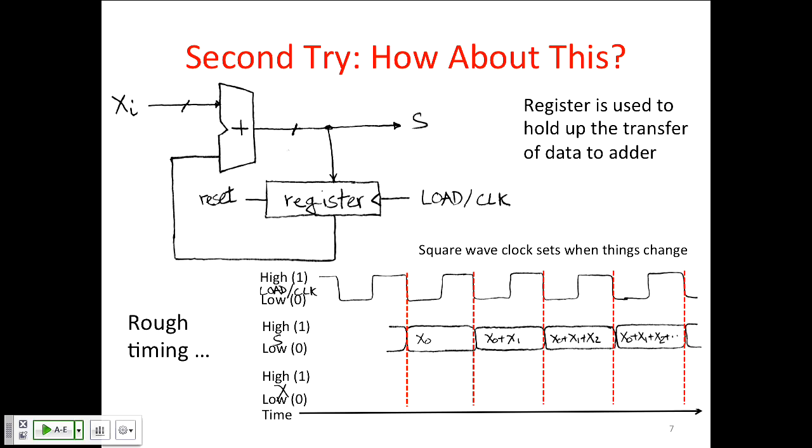On the output S, what we'd like to have happen is, X0 appears. You read in X0. There's nothing to add it to, so you output it in the next clock. After this clock edge, X0 appears here. Then you want the sum of X0 plus X1, then X0 plus X1 plus X2, and so on.